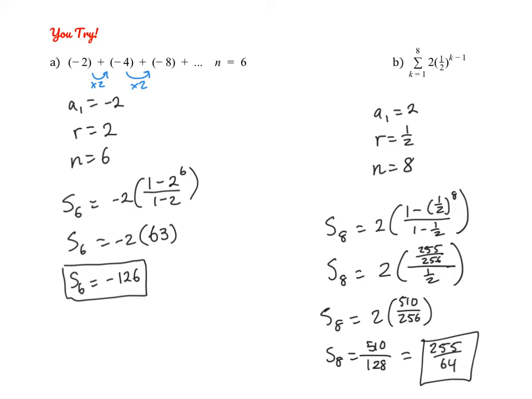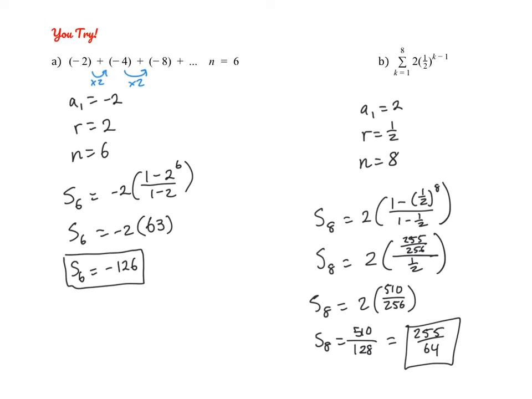For part B, again, the first term is 2. The common ratio is 1/2. They want us to find the sum of the first 8 terms. So you can plug it in. Here it's a little bit trickier to simplify. It's a little more work with the fractions.